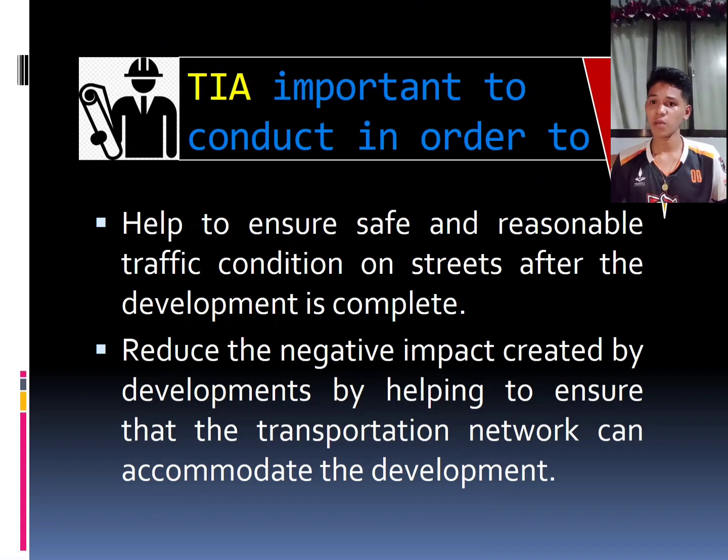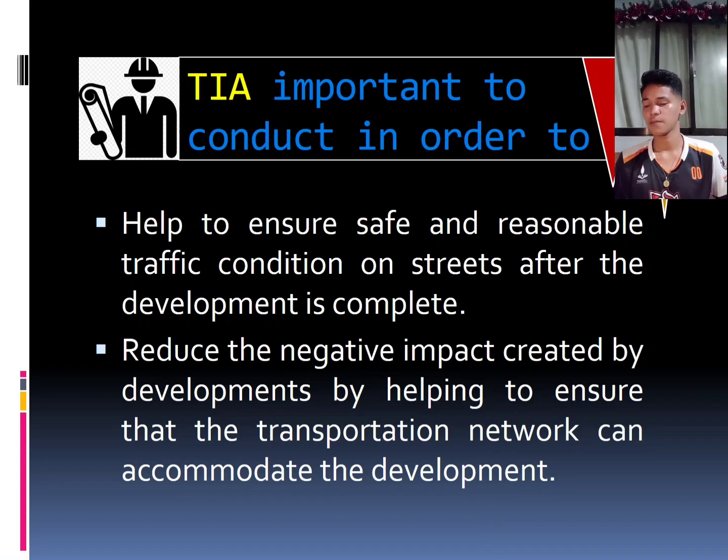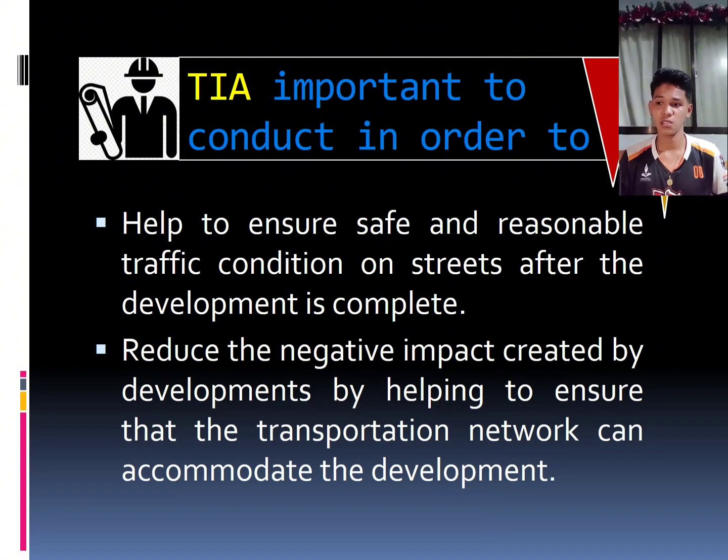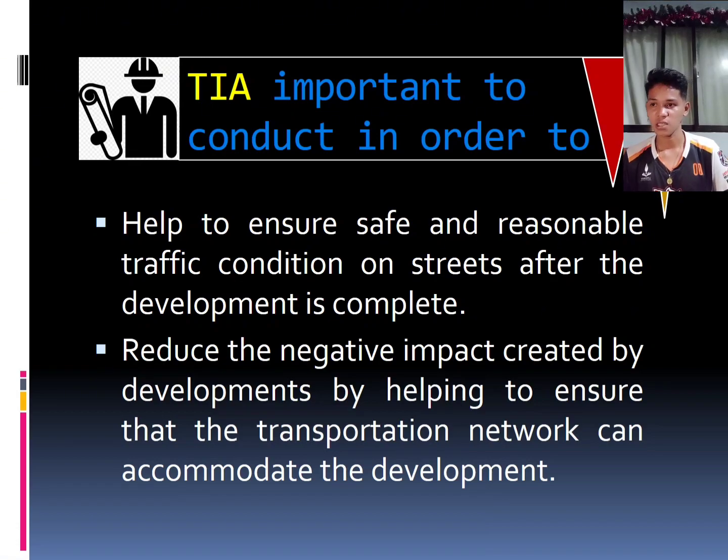reduce the negative impact created by the developments by helping to ensure that the transportation network can accommodate the development. We conduct traffic impact assessment because we are concerned that the new development can cause congestions. Also, to conduct a TIA, we assess current condition and make estimate about the future condition.